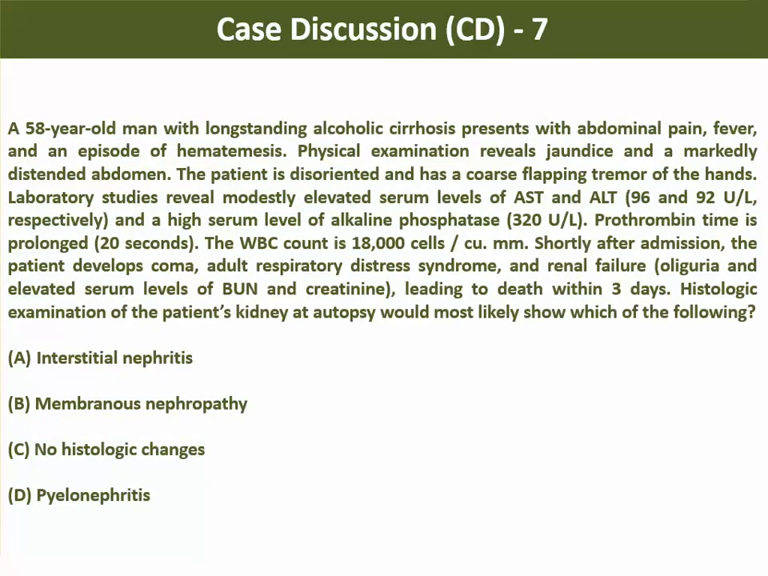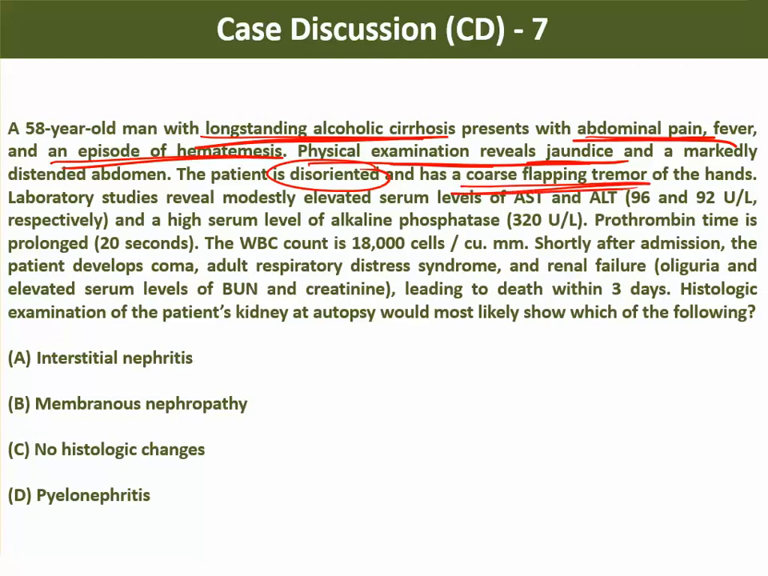Now, a 50-year-old man with long-standing alcoholic cirrhosis developed abdominal pain, fever, and an episode of hematemesis. This is all case history. Physical examination revealed jaundice and a distended abdomen, which means jaundice and ascites. The patient is disoriented and tremors are seen, which means some CNS involvement.